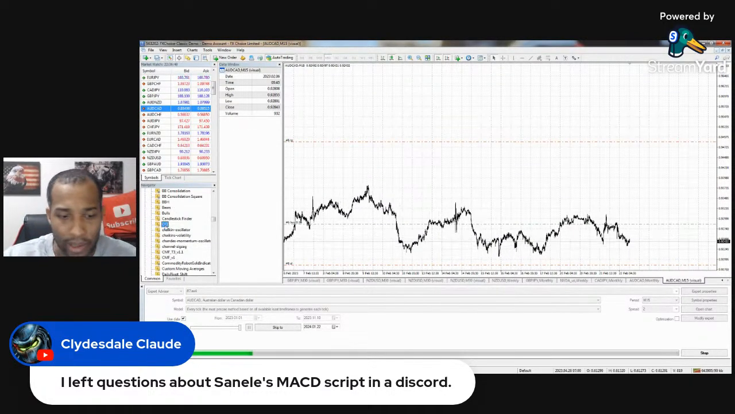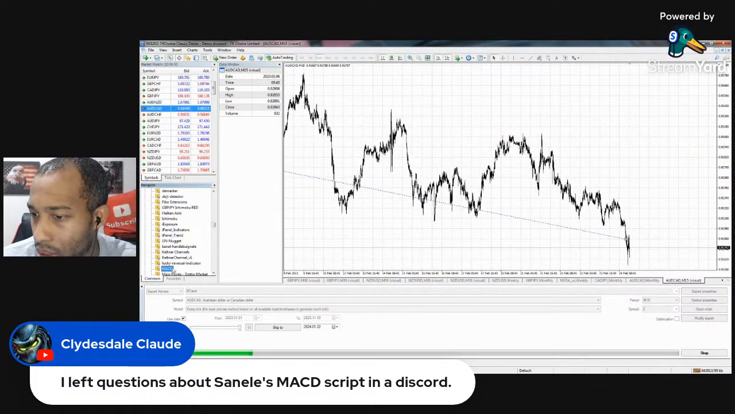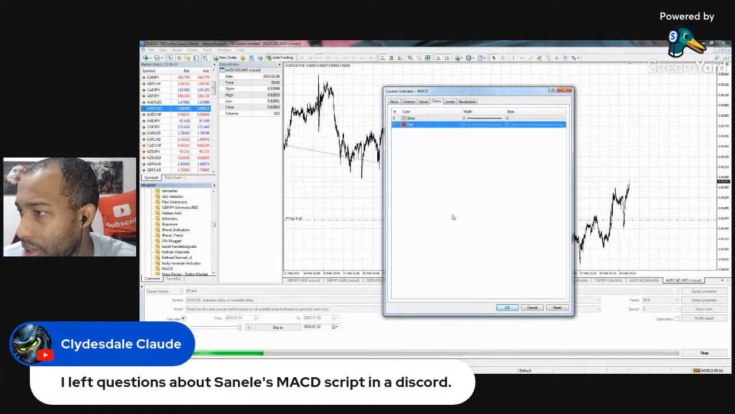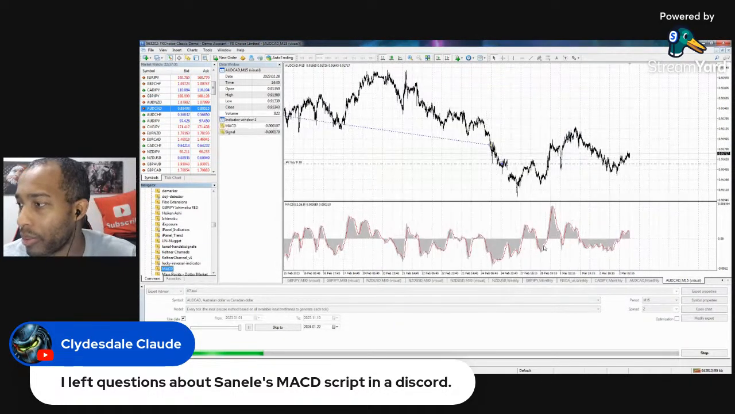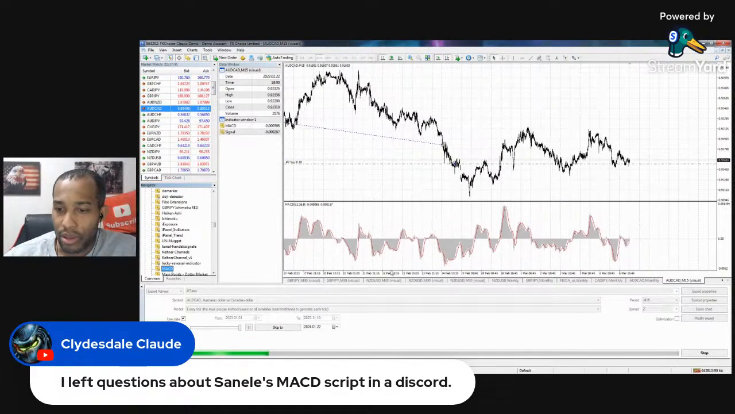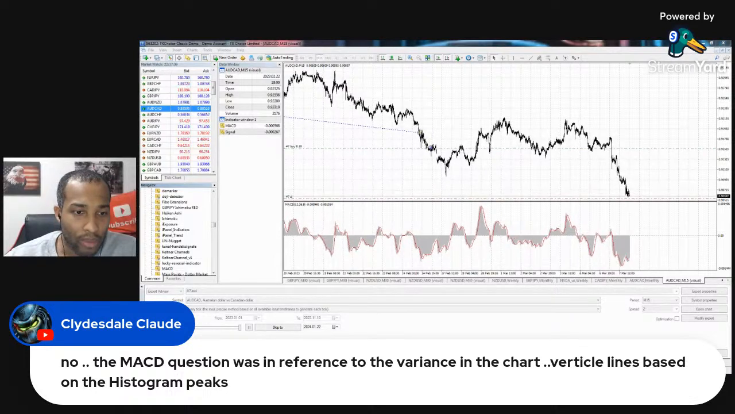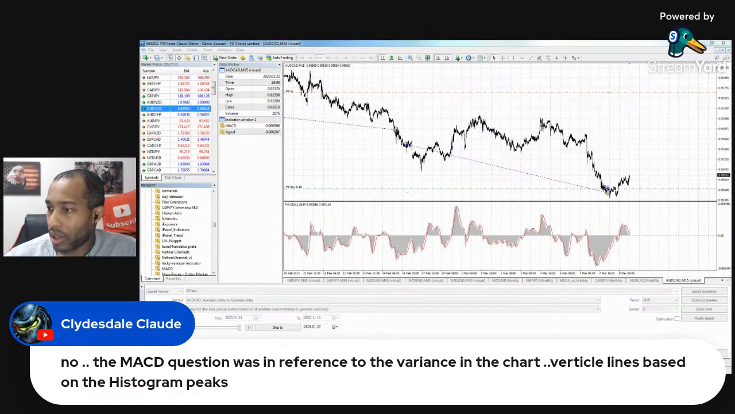It was actually at the MACD. Let's see how others use it versus how I would use it. So let's assume that the MACD is a good indicator. How would the MACD be used generally? The MACD was vertical lines based on histogram and peaks.